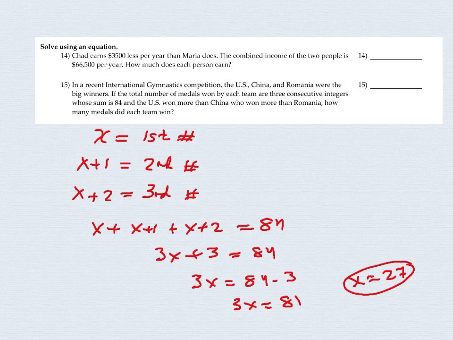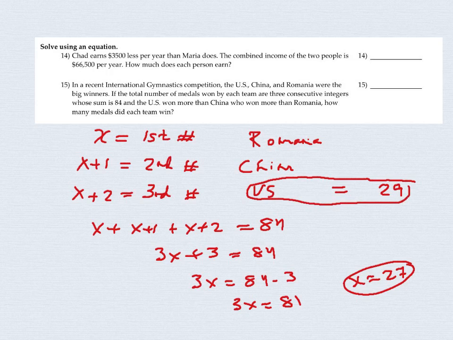Let's go back to our question. The total number of medals won by each was 84, and the U.S. won more than China, who won more than Romania. So the biggest total would be the U.S., then China, then Romania. How many did each team win? Well, the U.S. won x plus 2, so the U.S. must have won 29. China would have had to have won 28. And Romania, 27.